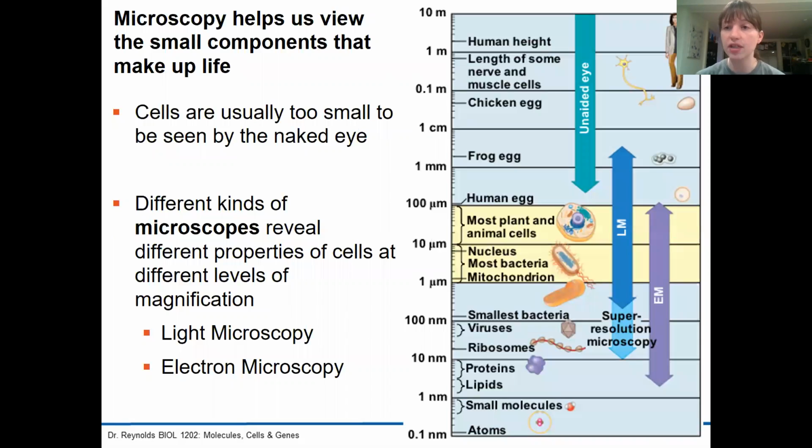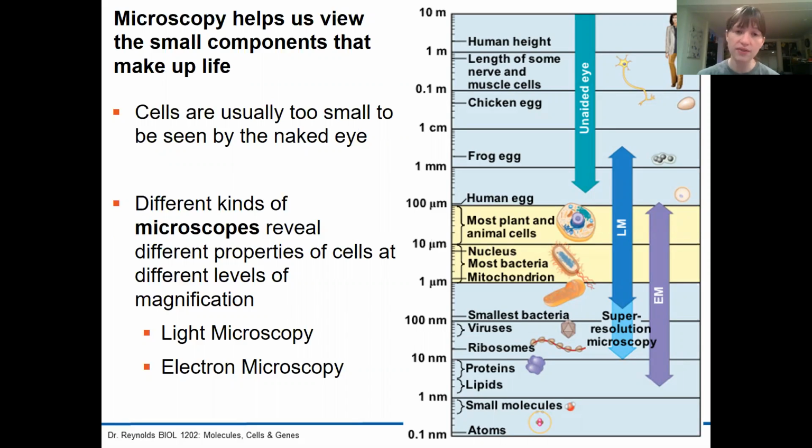Now, in order for us to really start to understand the components of a cell, we first need to be able to view those components. Cells are too small to be able to see with the naked eye. So in order for us to be able to see them, we need to make use of microscopy.